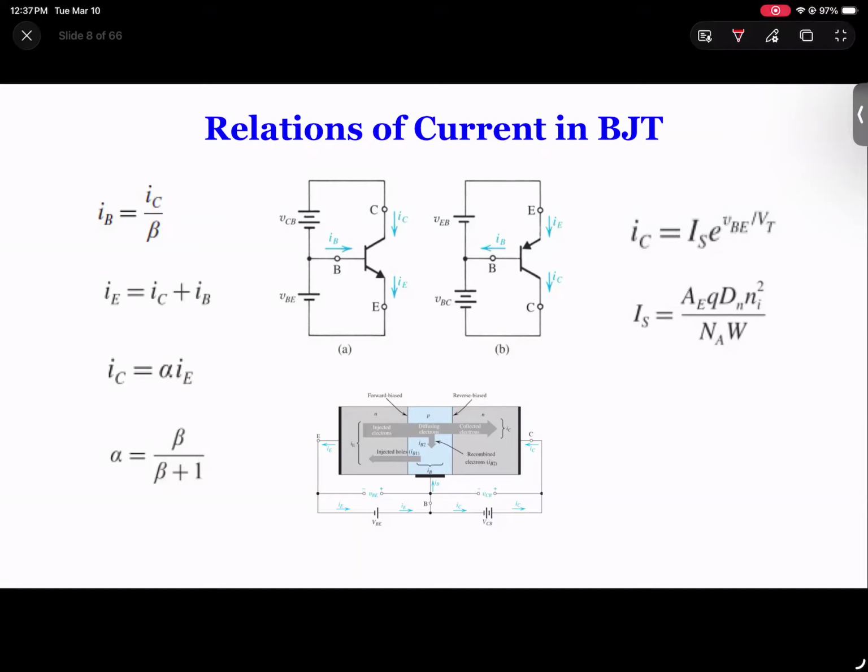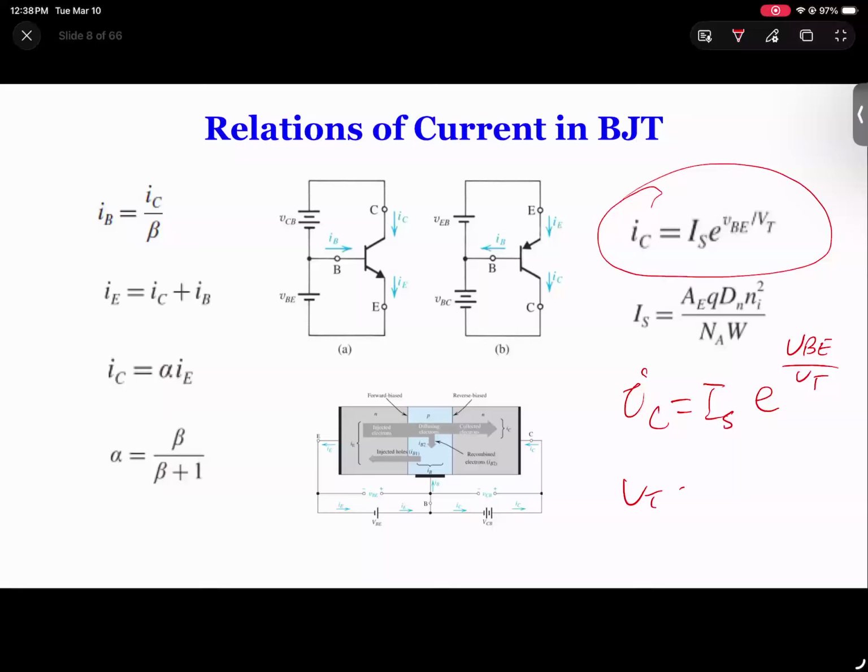But in addition to those 3 current relations, we also have one more equation you need to remember. It's the top one, IC, this one here. I'll write it down, we write this many times. What is this current? It's the current we see many times in the diode current. VT is 25 millivolts at 25 degrees C, which is called the thermal voltage.